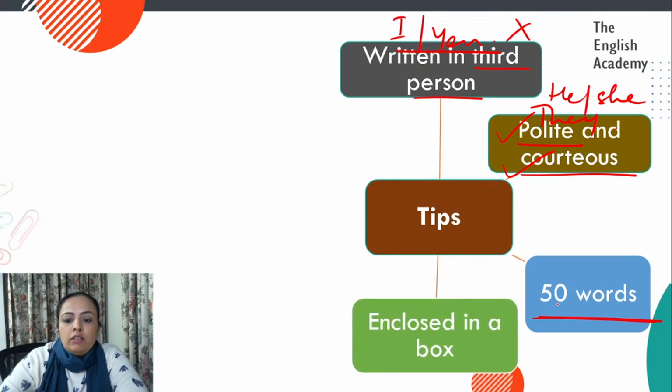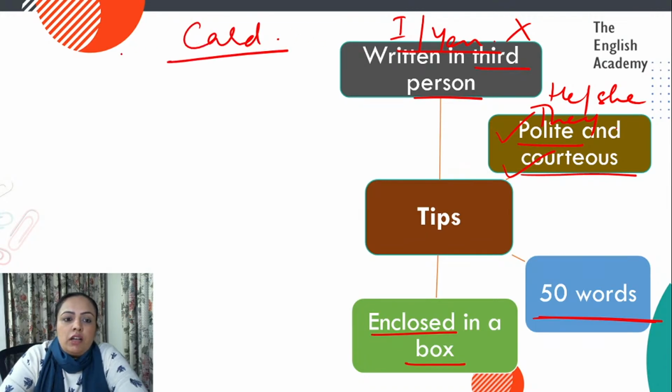The next important thing is that the invitation has to be enclosed in a box. If you are writing a formal invitation, जो एक invitation card की तरह बनता है, जैसे आपने देखा इनविटेशन कार्ड के चारों तरफ में आपने एक बॉक्स बनाना है ब्लैक कलर के पेन के साथ.